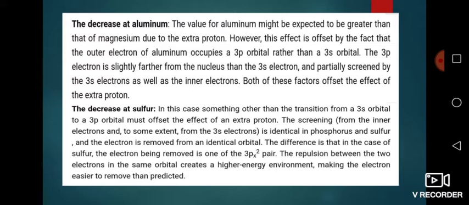Like in the case of sulfur, the removal of one of the electrons from the paired electrons is easier as compared to the removal of any one of the electrons from phosphorus.